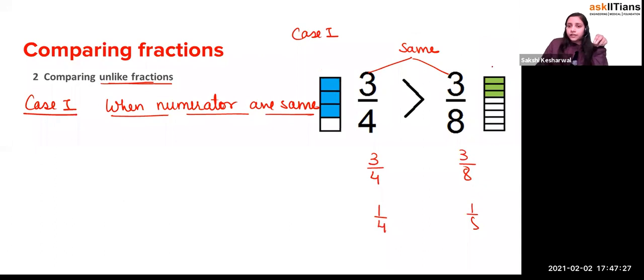It means what? If you have a chocolate, just look at the figure very carefully. If you have a chocolate and divide it into 4 parts, and this one you have divided into 8 parts, then obviously the 1 part will be much smaller or not.